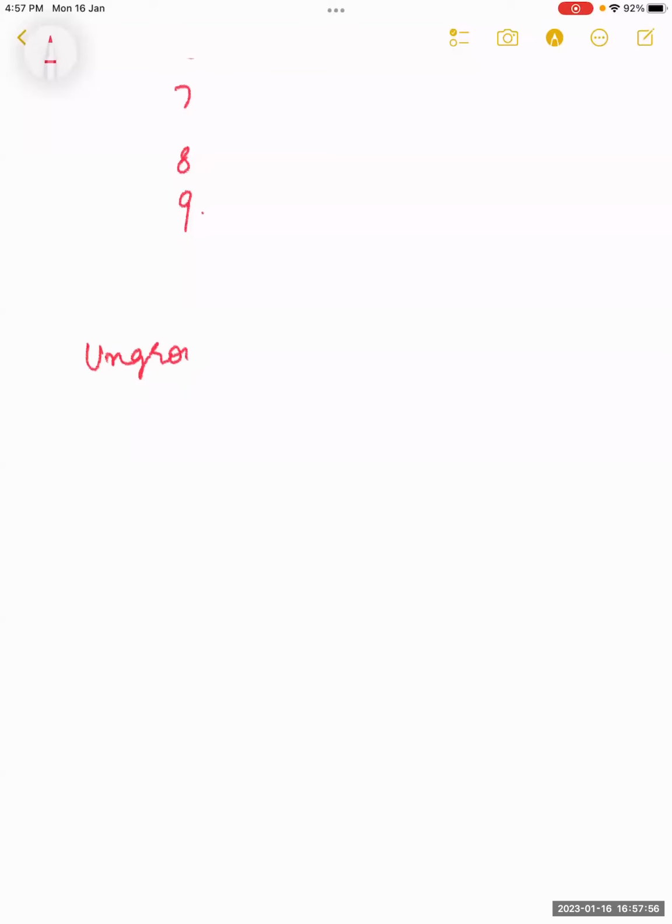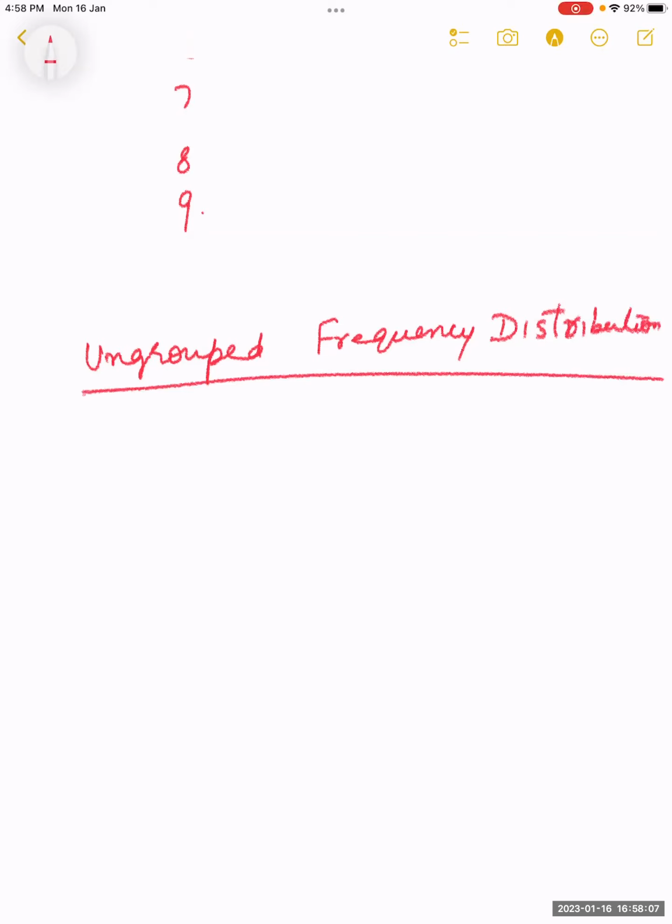Ungrouped frequency distribution means, as I told you, we have a lot of observations, but the range of data is small. What is the range of data? It is the difference between the maximum value and the minimum value.